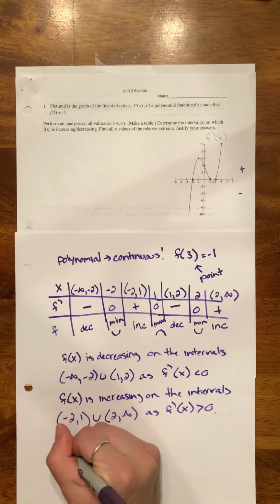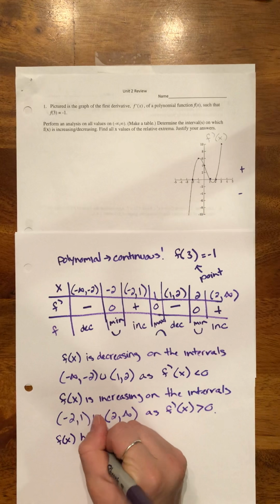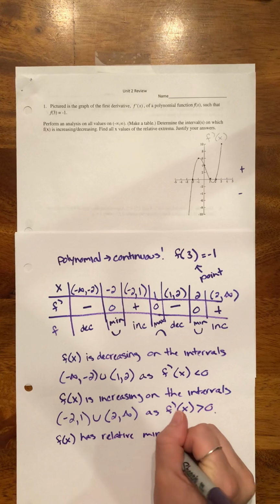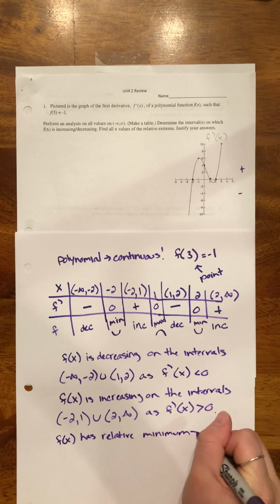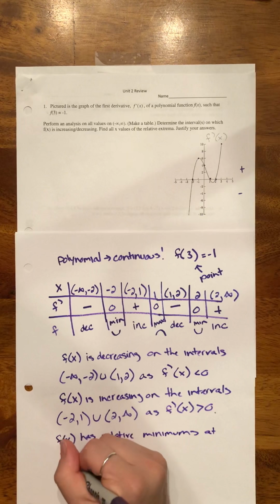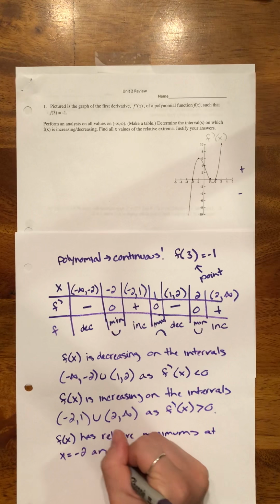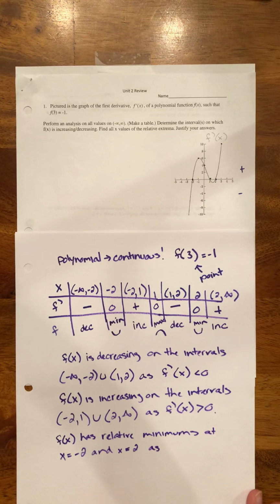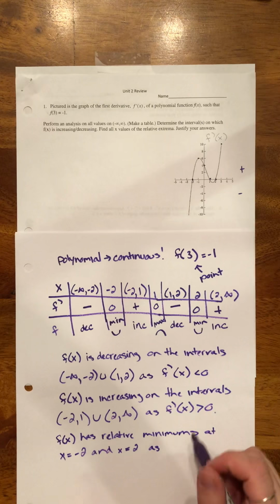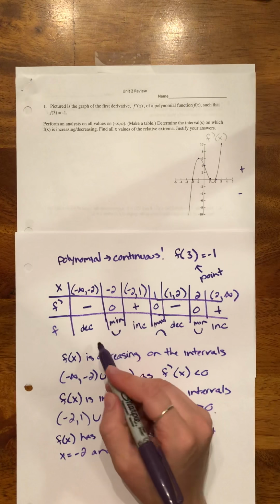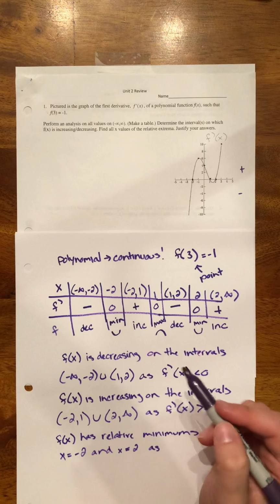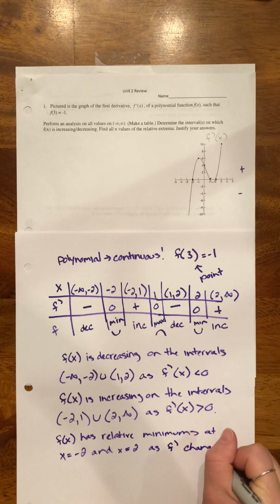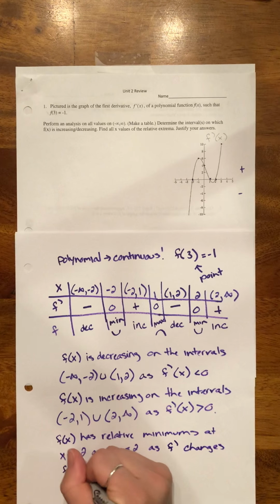So I'm going to say f of x has relative minimums at x equals -2 and x equals 2. And this is where you have a choice. You can either say as f of x changes from decreasing to increasing, or you can say as f prime changes from negative to positive.